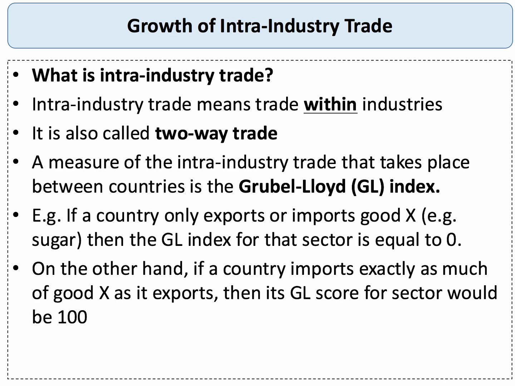No intra-industry trade. However, if a country imports exactly as much of product X as it exports, so for example, it's a very similar import and export of light vehicles, for example, or railway tracks, then the GL score would be 100.